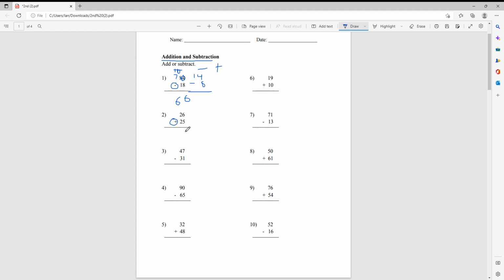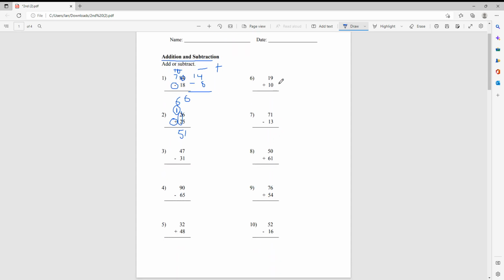Number 2 is 26 plus 25. So 6 plus 5 equals 11. And since it's greater than 10 or 9, we're going to have to write the 1 up here because it won't fit here. So 2 plus 2 equals 4. And since it's writing 4 here, we have to add the 1 that we got here. So 2 plus 2 equals 4 plus 1 equals 5.